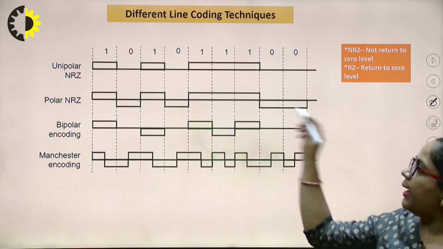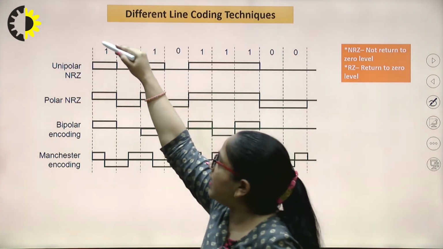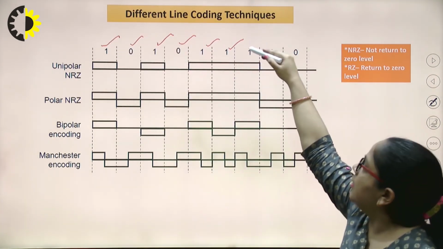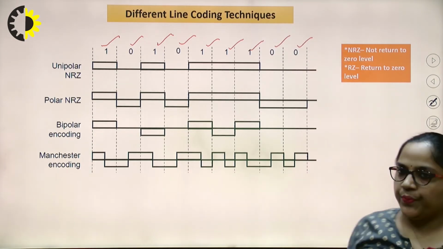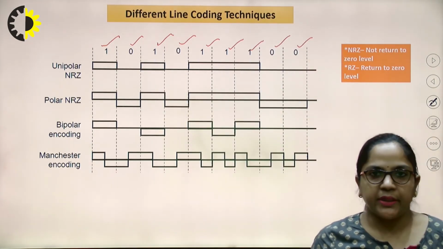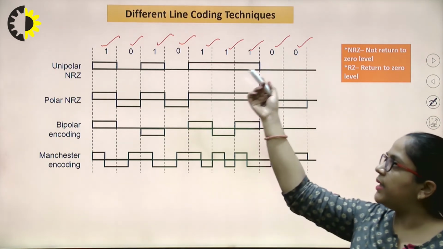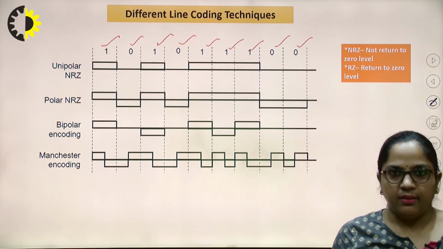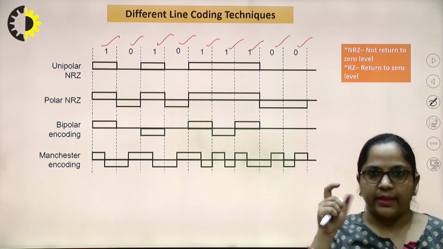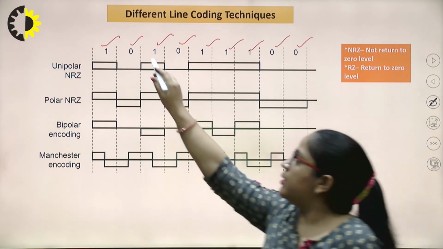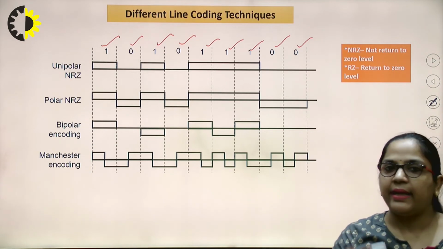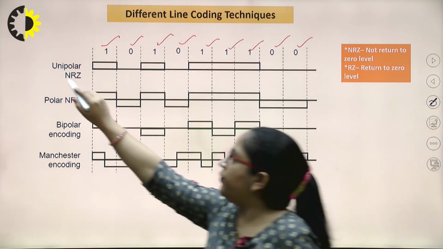So here we have one example. Here we have our data 1 0 1 0 1 1 1 0 0. So this is our digital data that we want to transmit. First we need to convert this digital data into a digital signal. Digital signal means with the help of a waveform we have to assign some voltage level to binary 0 and to binary 1. So how do we assign that voltage level in case of unipolar?